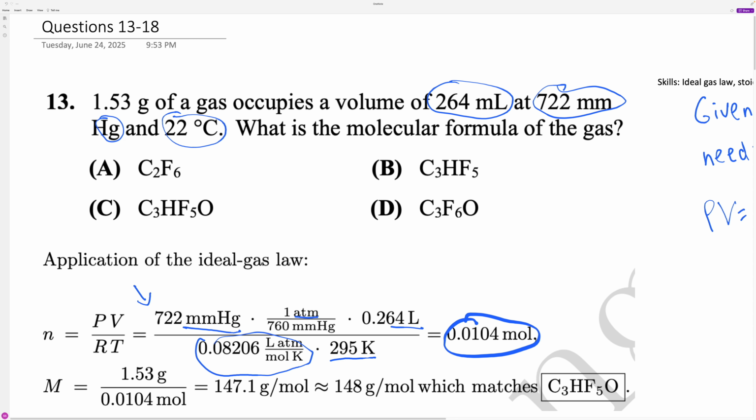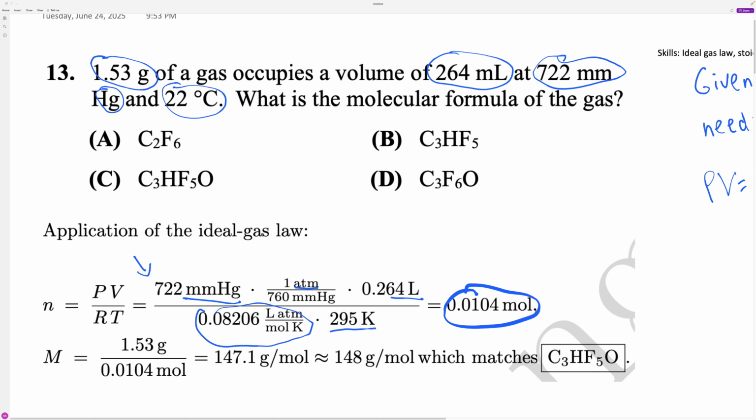And from here, since we know that the gas sample has 1.53 grams, we know the number of grams in the sample and the number of moles of that sample. So if you remember what molar mass looks like, it's just grams over moles. So we can calculate it with our two values here. And that gives us a molar mass of approximately 148 grams per mole. And what we're going to do from here is compute the molar mass of each of the answer choices, and we're going to select whichever one is closest to 148 grams per mole.